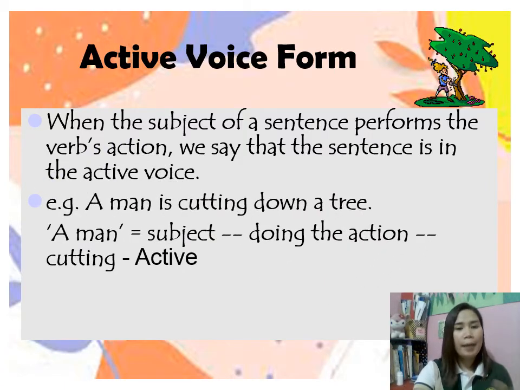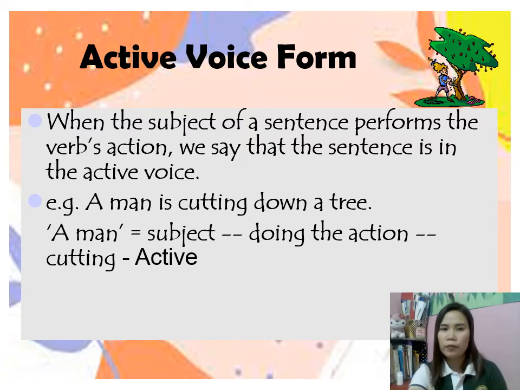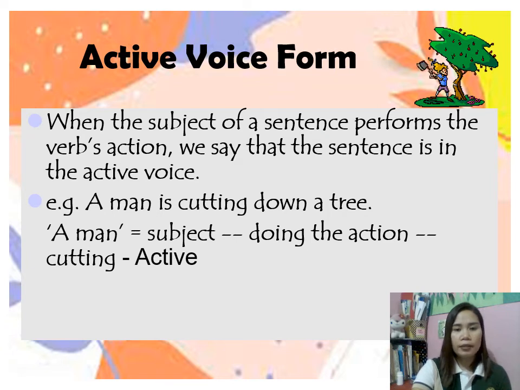All right, so a man is cutting down a tree. So who does the action? A man, right? So a man is the subject. What is our verb? Cutting down, okay? And our receiver is tree. Therefore, a man is cutting down a tree is an example of active voice because the subject is the doer of the action.